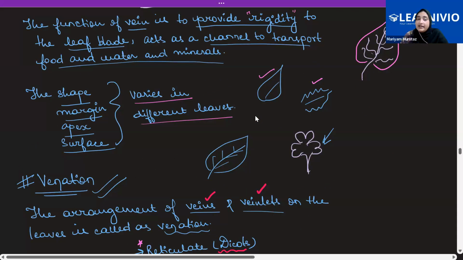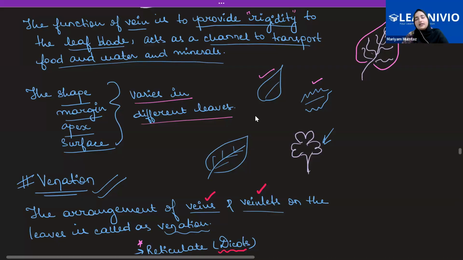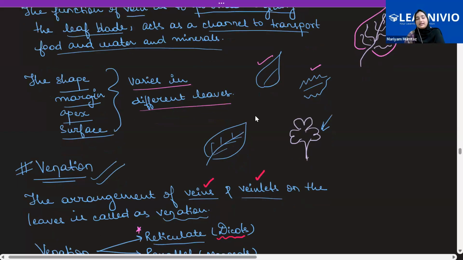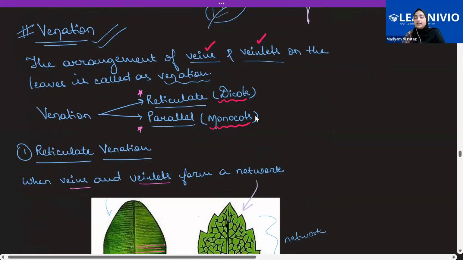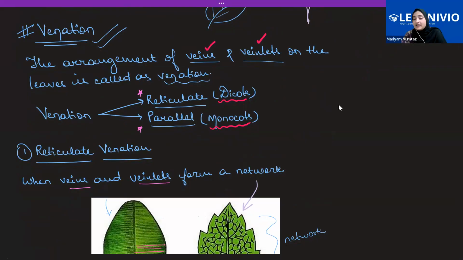Now the leaf blade, the shape, the margin, the apex and the surface, varies from leaf to leaf. You might have seen so many different kinds of leaves in the environment, right? Some leaves are bigger in size, some leaves are very tiny, some leaves are round, some leaves are pointed. So the leaf shape varies. Then the veins that you see in the leaf have a pattern of arrangement. Imagine how intricate it is.